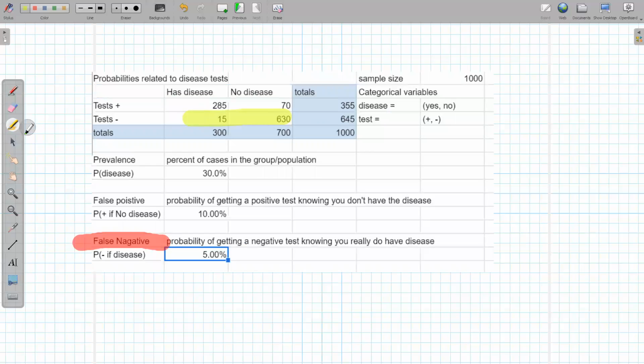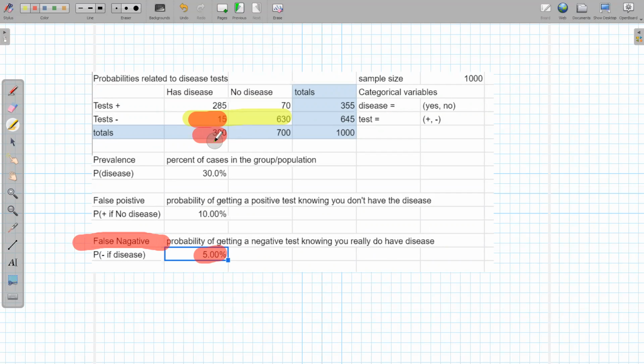The 15 here, those were mistakes in the negative test. They said they didn't have it, but they really have the disease. And that's the knowledge that we now know that they have the disease. So that's my new denominator right there. And that's where that 5% comes from, the 15 out of the 300.